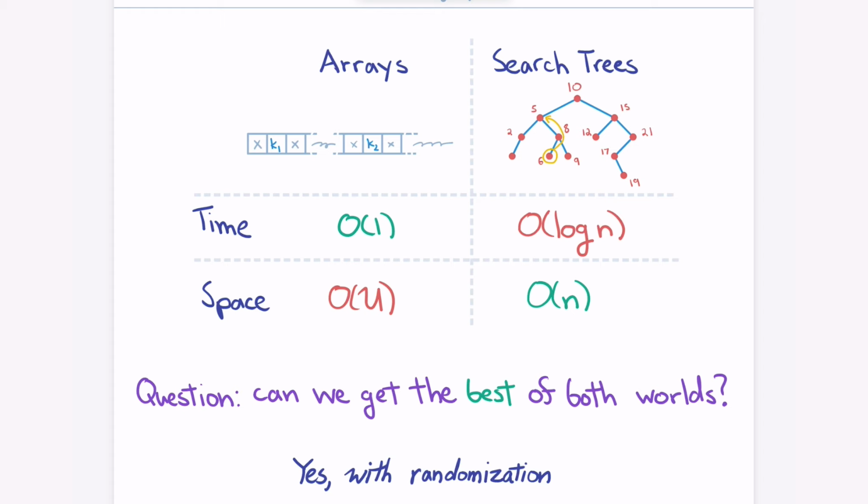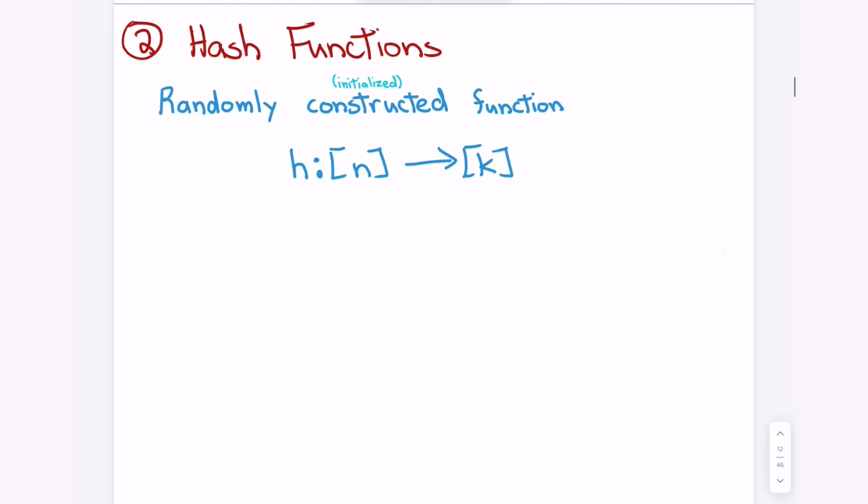Okay, so we'll need to use randomization to get this best of both worlds performance, right? And as you already know from experience, the outcome will be rather practical. So we are going to leverage hash functions. Hash functions aren't random functions. They're slightly different. They're randomly constructed functions.